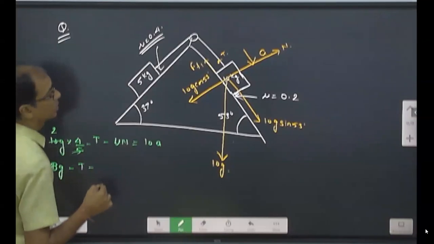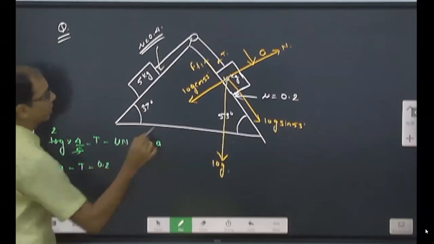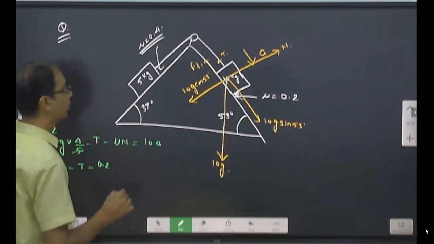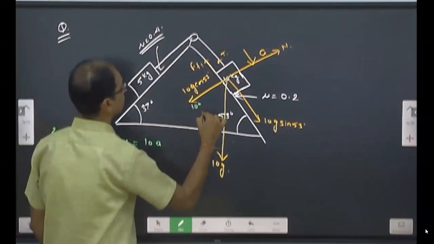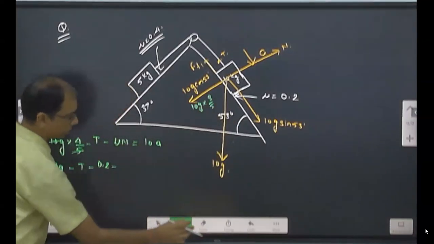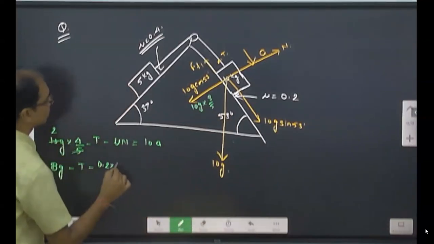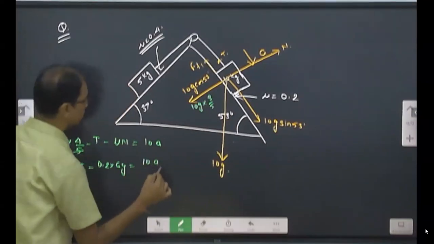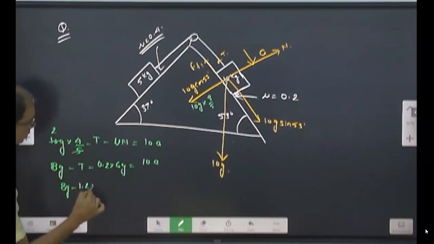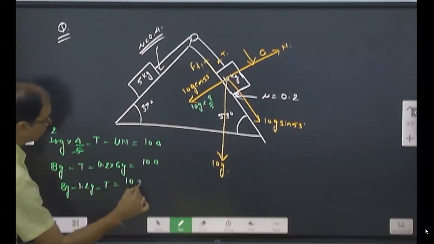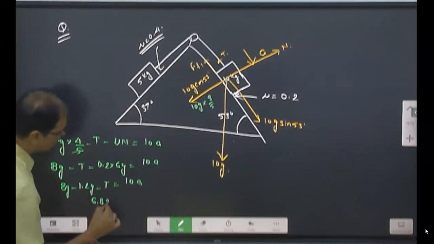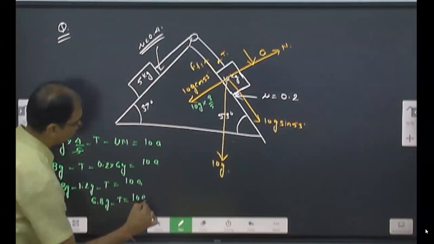Now the coefficient of friction is 0.2, and the N value we can see is 10g cos 53. Cos 53 is 3 by 5. So 10g into 3 by 5, what is coming? That becomes 6g. So minus 0.2 into 6g equal to 10a. The final equation is 8g minus 1.2g minus T equal to 10a. 8g minus 1.2g means 6.8g. So 6.8g minus T equal to 10a. That's our first equation.